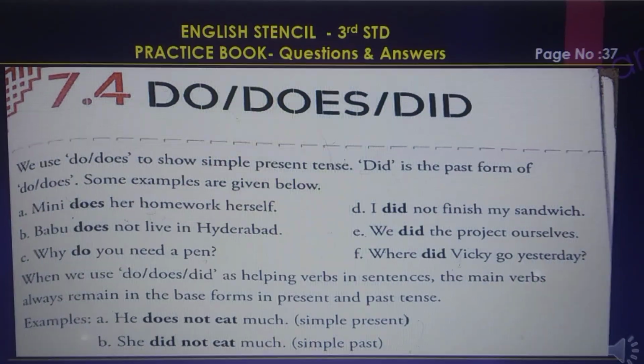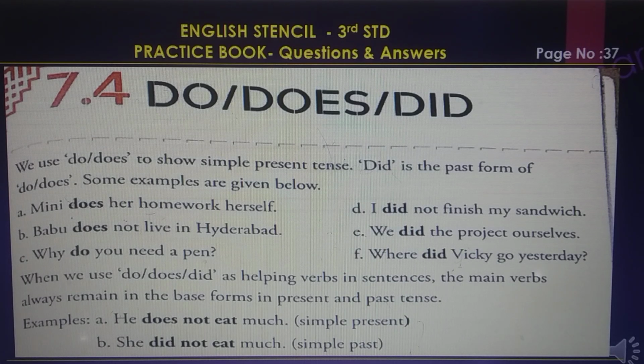7.4 Do, does, did. We use do, does to show simple present tense. Did is the past form of do, does. Examples are given below.